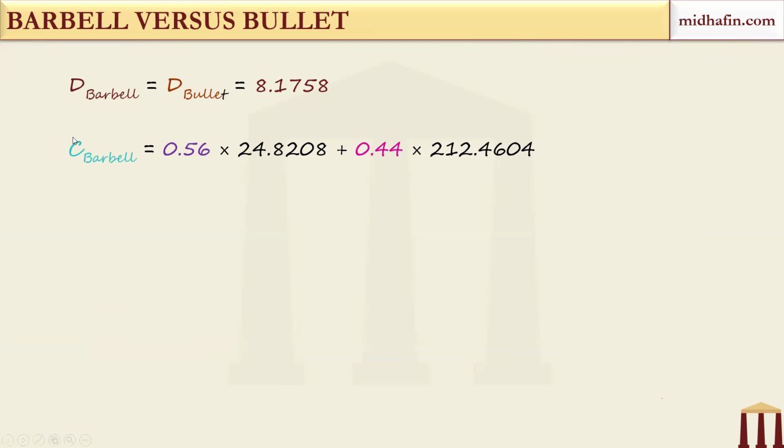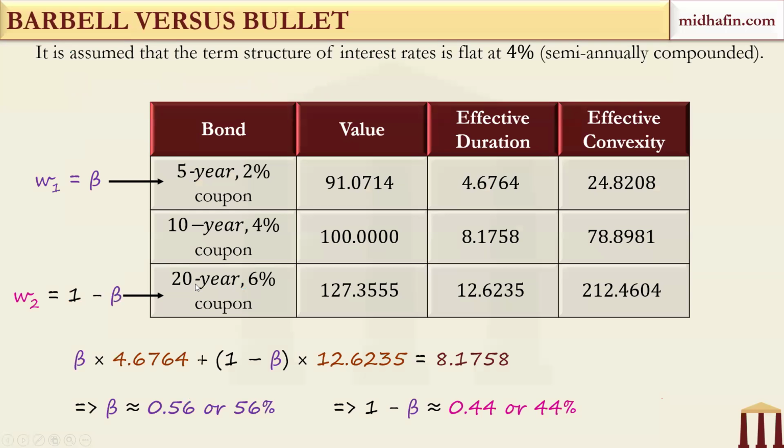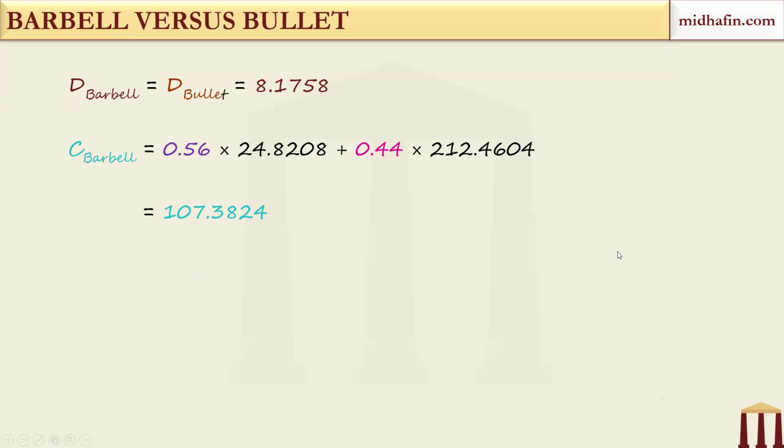But if we calculate the convexity of the barbell using the weights and all, it turns out to be 107.3824. And the convexity of the barbell is actually greater than the convexity of the bullet. So here, what is happening? For you, the convexity was 78.89, but for me, the convexity is 107.38. My convexity is greater. It means if I am approximating the change in the price of the bond, or let's say if I go for duration and convexity based hedging, I will have better results. I will have better hedging results compared to you.